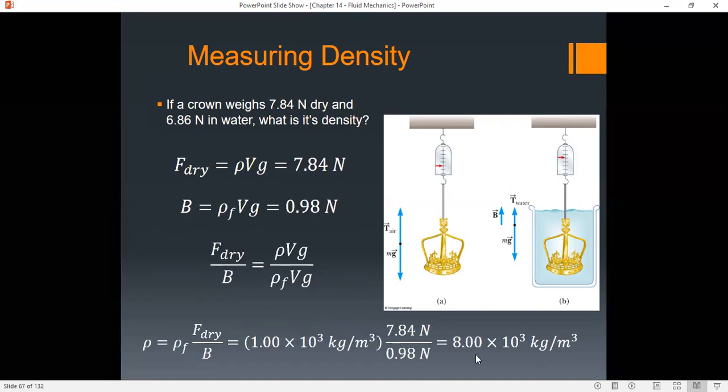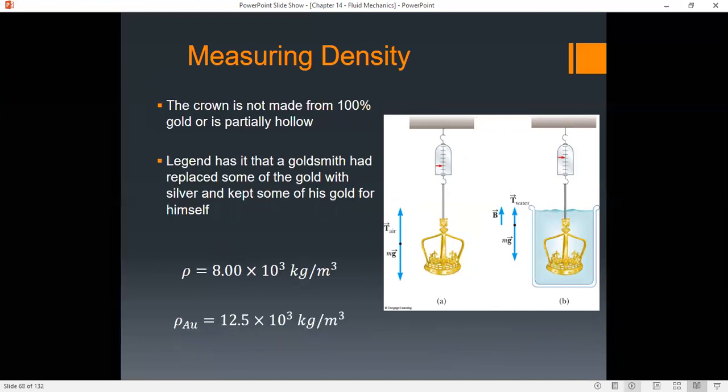And again, in this particular example, we see that the density is 8 times 10 to the 3 kilograms per meters cubed. Obviously, this is much lower in density than gold, indicating that the crown is not 100% gold. Okay, the density of the crown at 8 times 10 to the 3 kilograms per meters cubed compared to the density of gold at 12.5. Again, obviously something was substituted in here. So there is an application of Archimedes' principle.